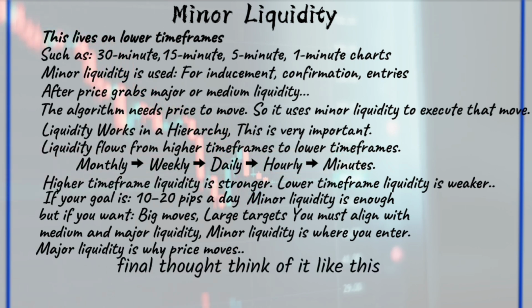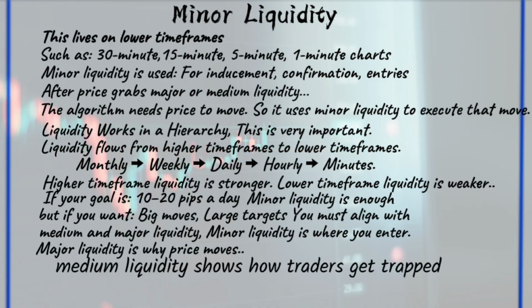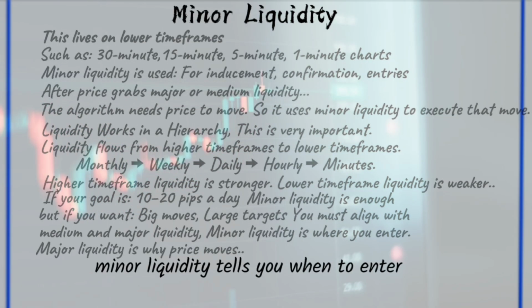Final thought. Think of it like this. Major liquidity decides where price wants to go. Medium liquidity shows how traders get trapped. Minor liquidity tells you when to enter.